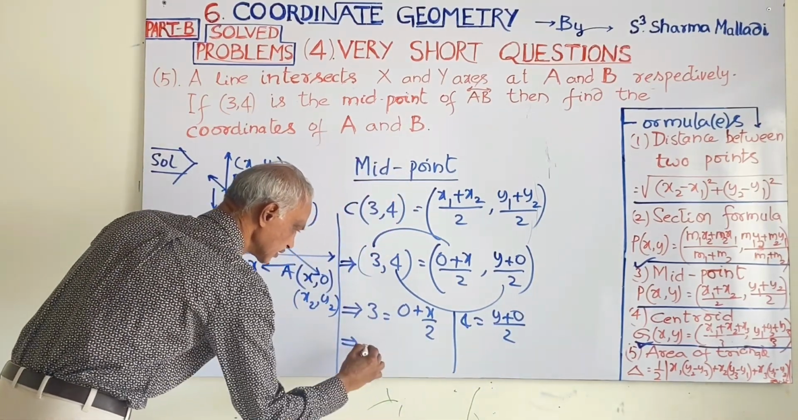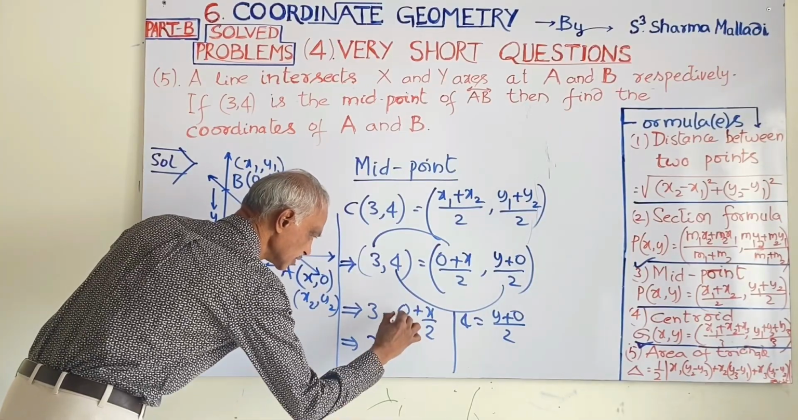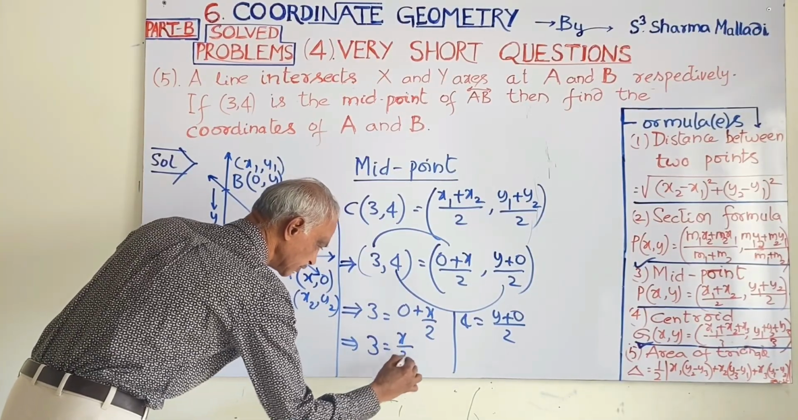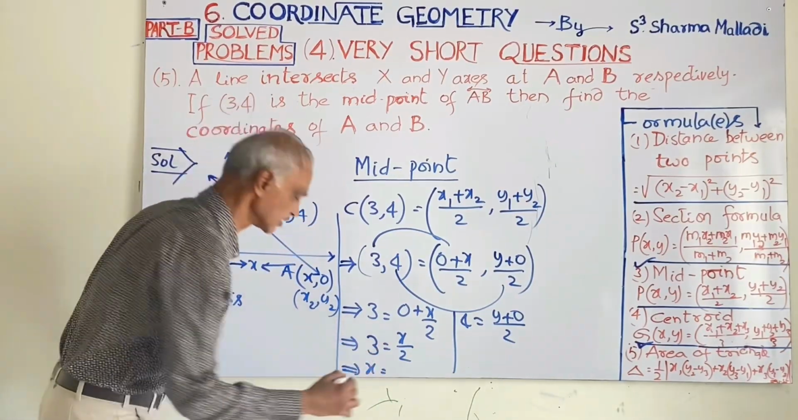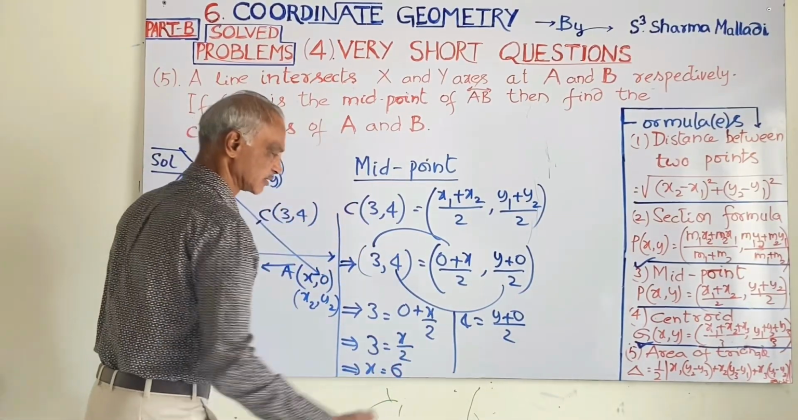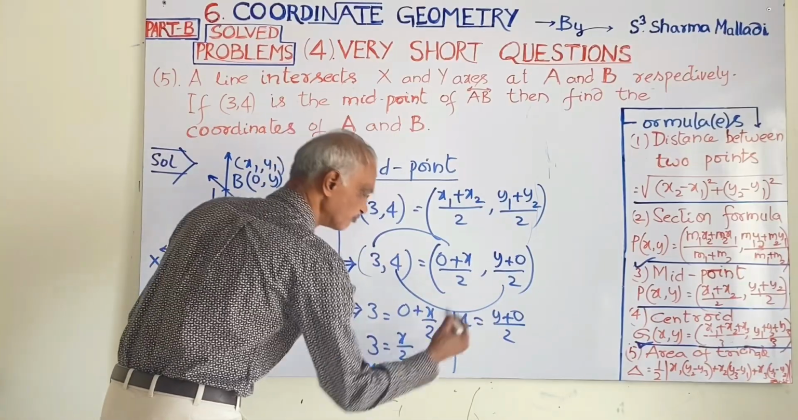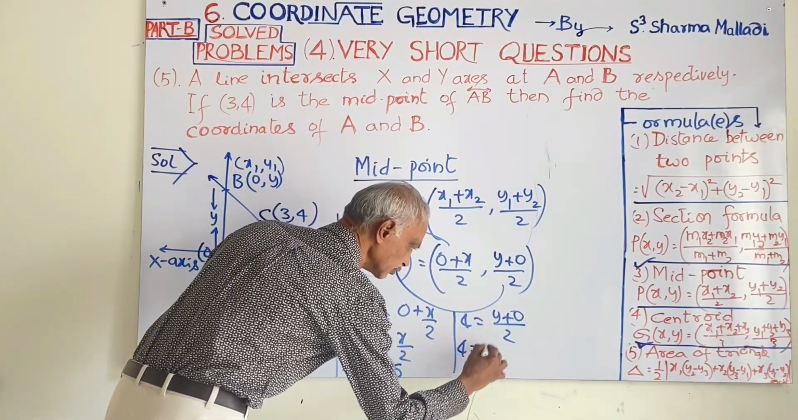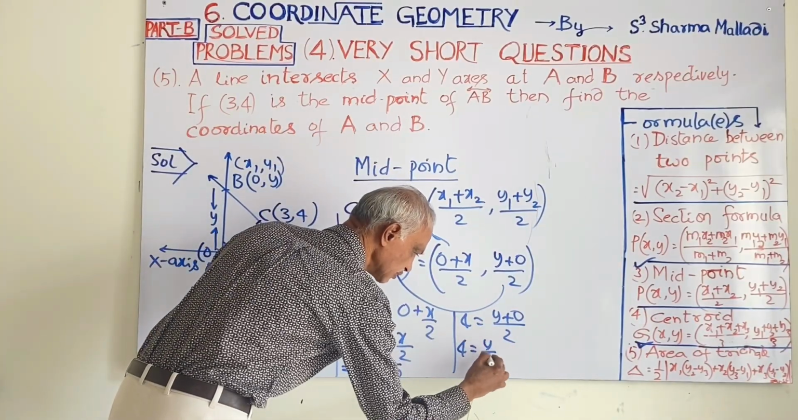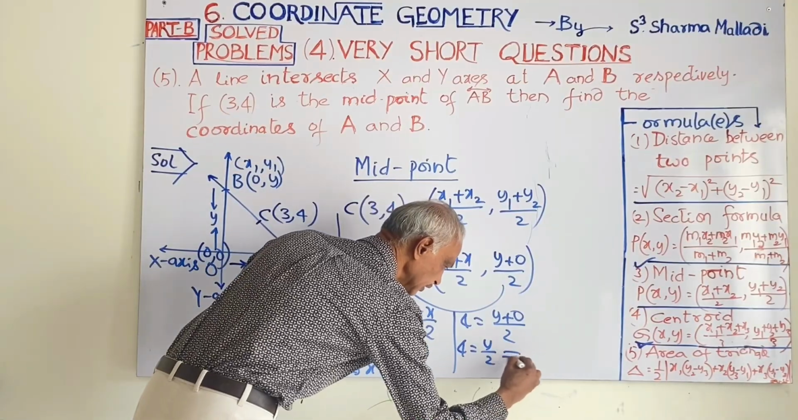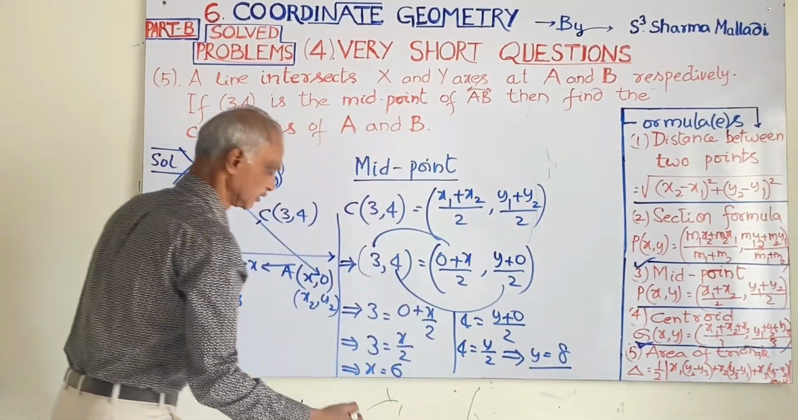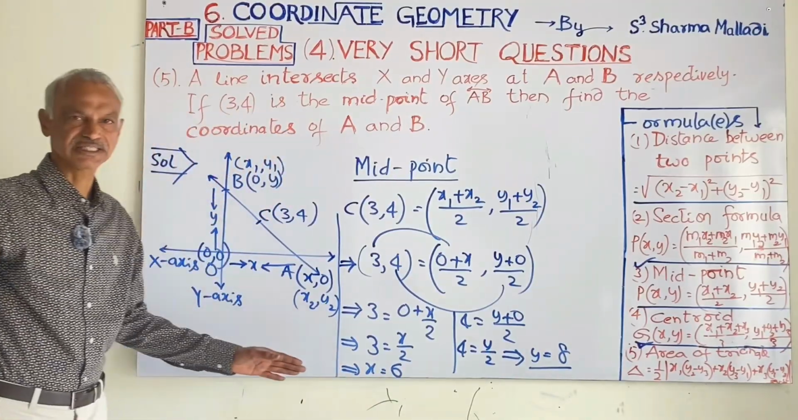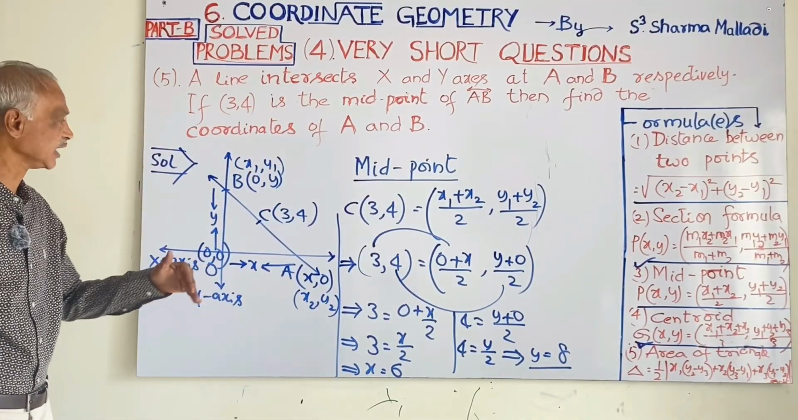3 2s are 6. 3 is equal to 0 plus x by 2, which is x by 2, and you will get x equal to 3 2s are 6. Next, you find the value of y. 4 is equal to y plus 0 by 2, means y by 2, and you will get y is equal to 4 2s are 8. The value of x is 6 and the value of y is 8.